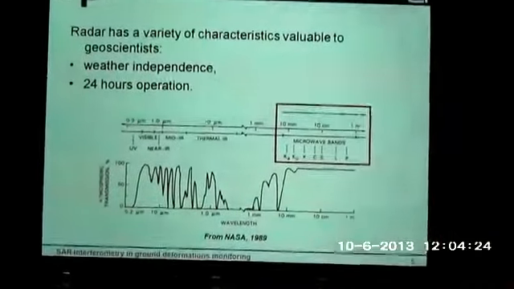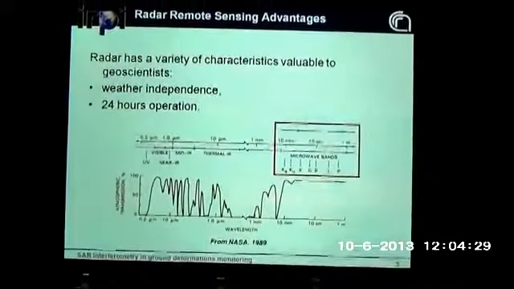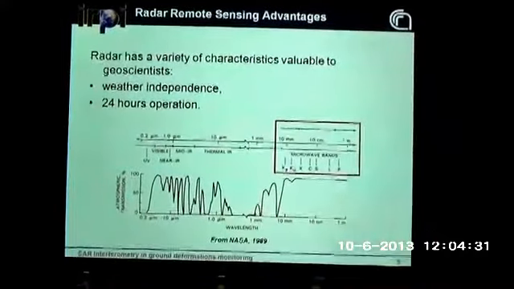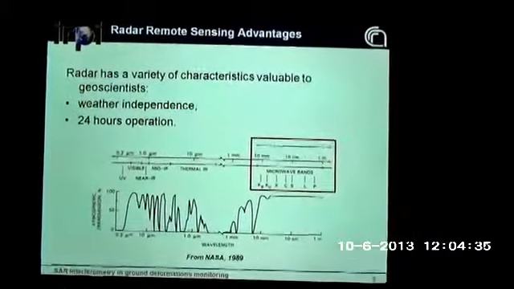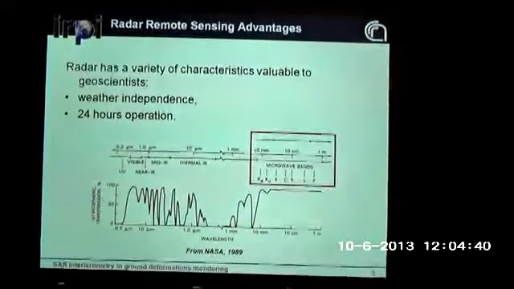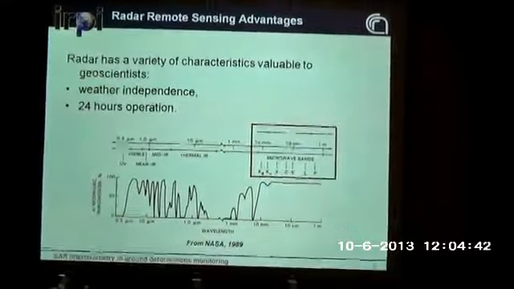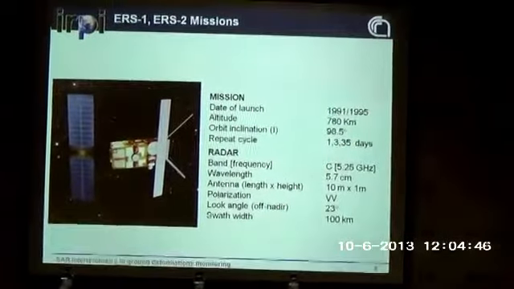So we are able, despite the visual, the optic, through the radar to see through clouds. And since we provide our own illumination, we don't need the sunlight. So we can acquire both night and day without any problem.